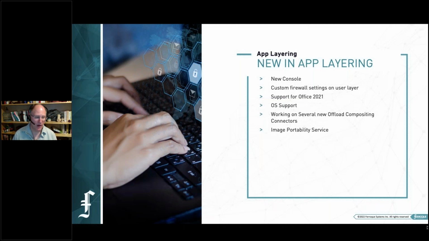We now support Office 2021 as part of app layering, which means we've included the scripts for activation for KMS within that. And of course, we're always adding OS support. The latest version of app layering, which is 2206, supports Server 2022, Windows 10 21H2, and Windows 11 for those hypervisors that support it. Windows 11 is one reason that we're really creating new connectors for everything to make sure we have offload compositing connectors, because it's required for Windows 11 that it use a TPM and that it's UEFI. So we have to be able to support UEFI on all of the platforms that we support.